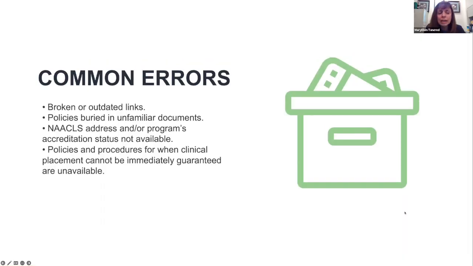Another thing we see on occasion is that the NAACLS address and/or program's accreditation status is not available, or the address might be an older address if it's a program that's been in effect for many years. So it's another small item that's easy to take care of that can help you keep your compliance. And policies and procedures for when clinical placement cannot be immediately guaranteed are unavailable. So what happens is there are typically policies and procedures for this, but they're just not shown to us. So these are some of the top ones, and they're very easy to remedy.